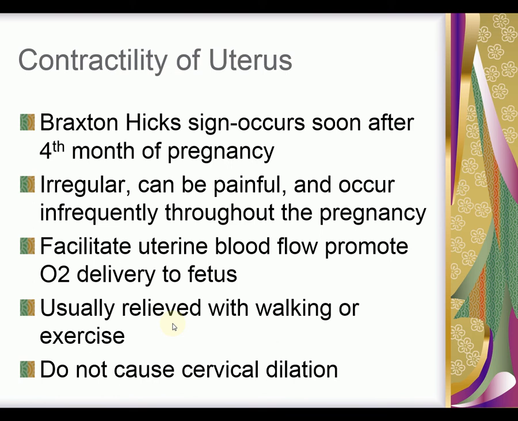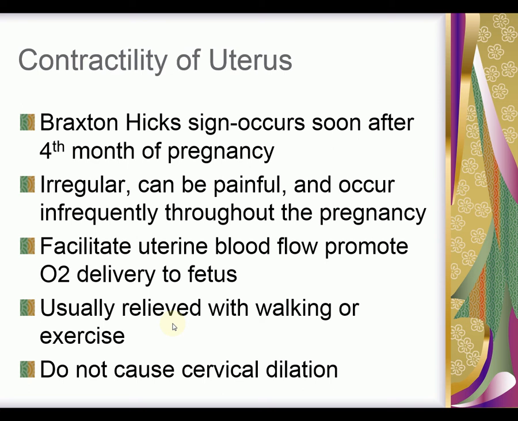So our uterus, of course, has to be very flexible, so it has to have a lot of contractility to it. Sometimes as early as the 4th month of pregnancy, which would be 16 weeks, your patient may start feeling Braxton Hicks contractions. Braxton Hicks has come and gone and come and gone. When I first started learning about OB, there was no such thing as Braxton Hicks. So now Braxton Hicks is back.